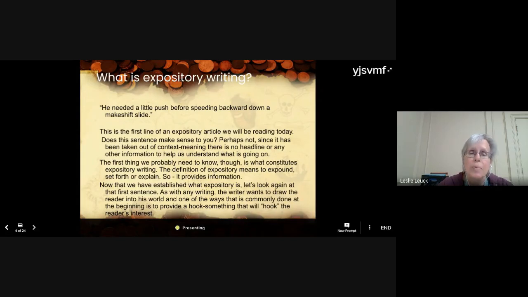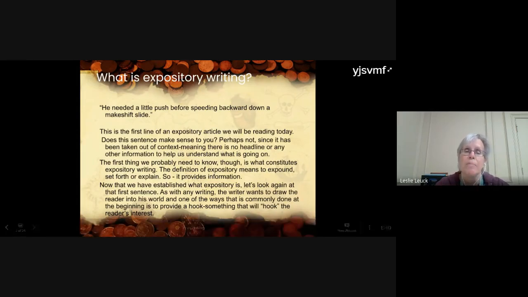He needed a little push before speeding backward down a makeshift slide. This is the first line of an expository article we'll be reading today. Does this sentence make sense to you? Perhaps not, since it's been taken out of context, meaning there's no headline or any other information to help us understand what is going on. The first thing we probably need to know, though, is what constitutes expository writing. The definition of expository means to expound, set forth, or explain. So, basically, it provides information.